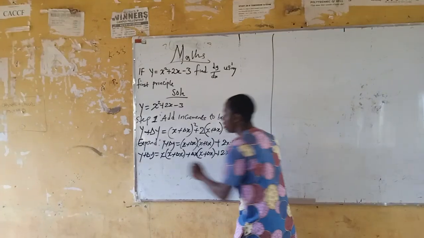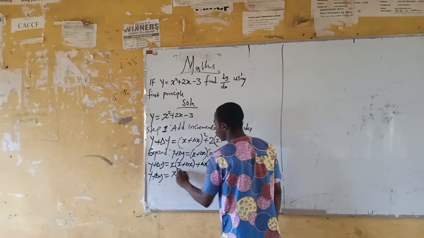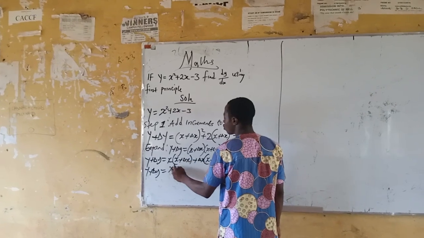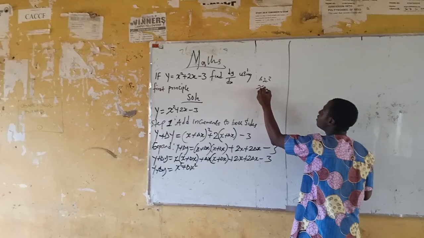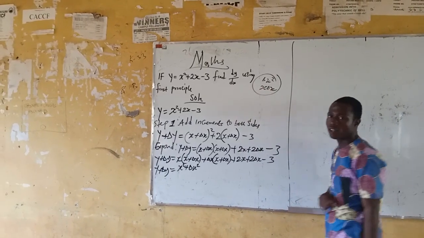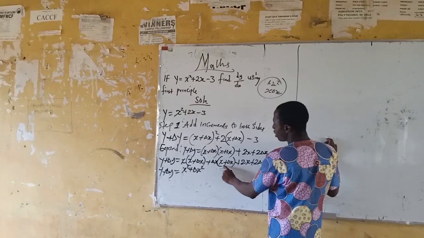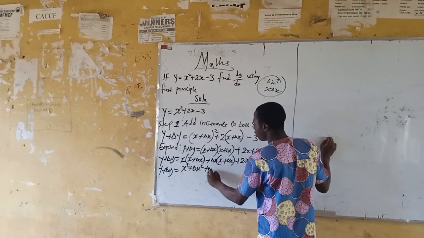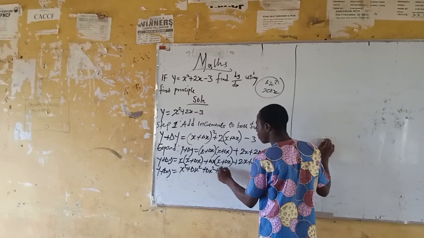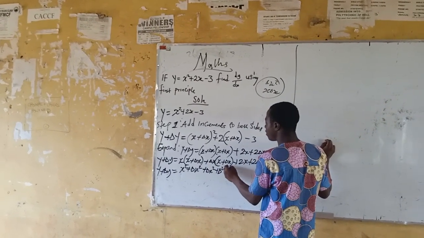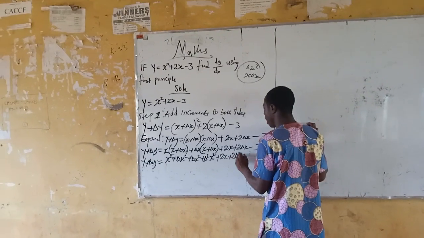Okay? y plus δy is equal to what? x times x is x squared. x times δx is xδx. Is it xδx or δx times x? Anywhere you write is correct. Some prefer to use δx first, I prefer to use xδx. δx times x is xδx, plus δx times δx, which is δx squared. So we have x squared plus xδx plus xδx plus δx squared, plus 2x plus 2δx minus 3.